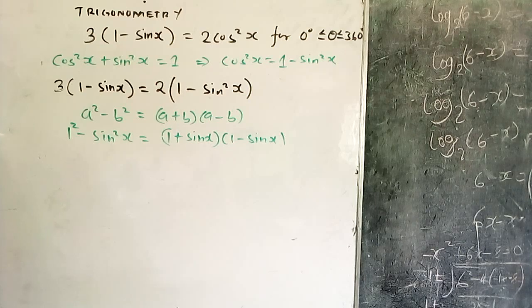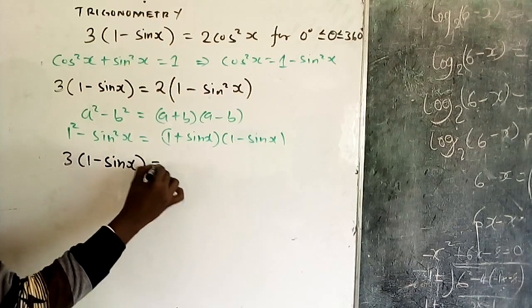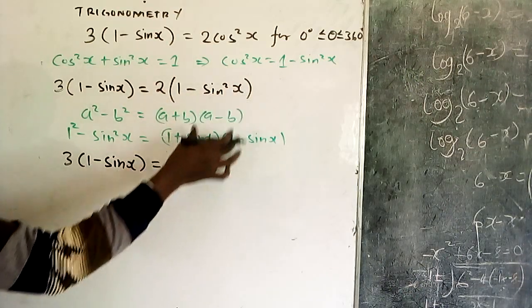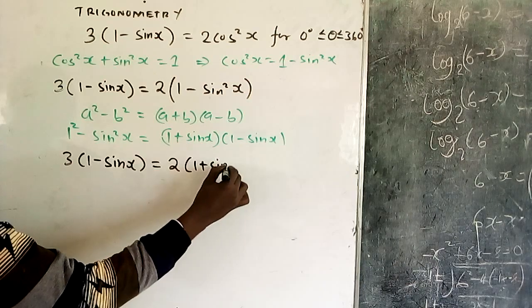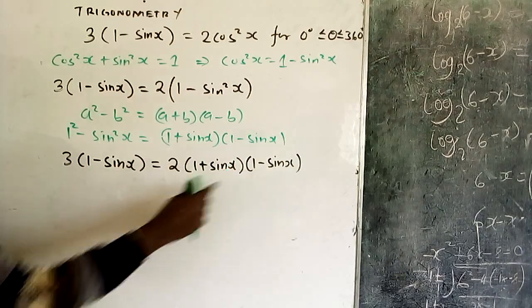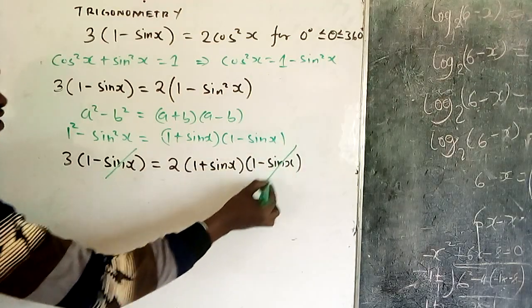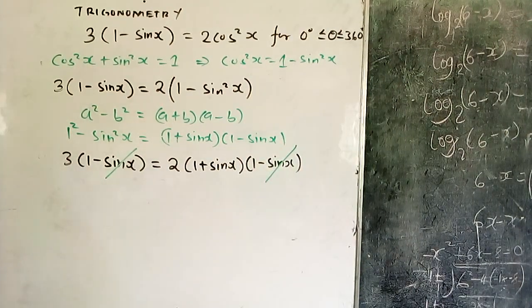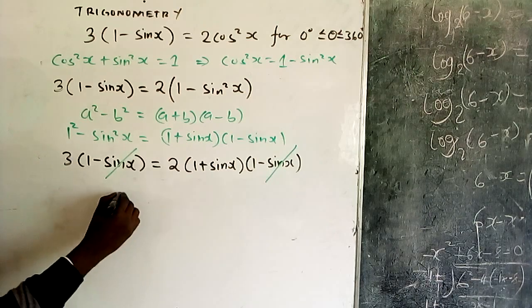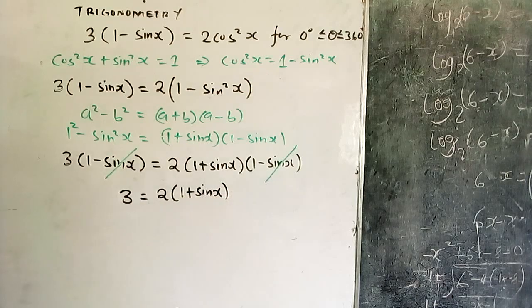Yes. So here there is no need of a quadratic equation because this is a difference of 2 squares. So here we have 3 times 1 minus sin x equals 2 into 1 minus sin squared x, which we found is 1 plus sin x times 1 minus sin x. So you can see you have a common term on either side of the equation. So this 1 minus sin x cancels with 1 minus sin x. So what do you remain with on this side? 3 equals 2 into 1 plus sin x.